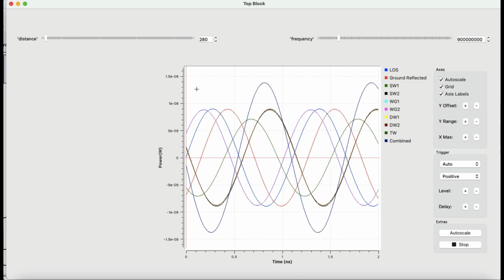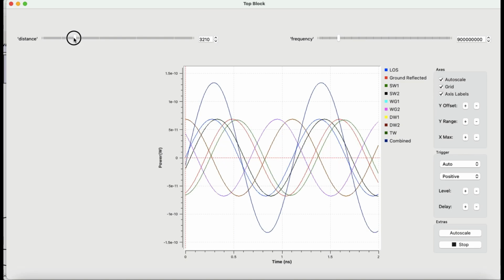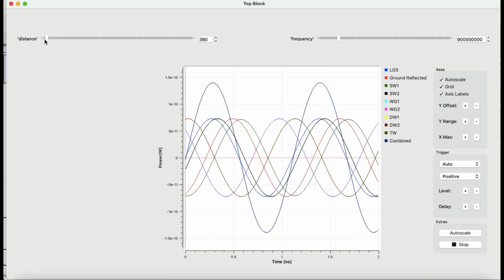So by just changing a little bit, this is how much we're seeing at the receiver end. This is the combination of all of these. So all of these are added together, and this is what we're seeing if we are at 280 meters. And this changes up to 15 kilometers. So we're looking at about 3.2 kilometers and things like that. So let's just leave this at about 380 meters. And by changing the frequency, you can also see the effect of my constructively added signal and my destructively added signal. So let me just move this a little bit.